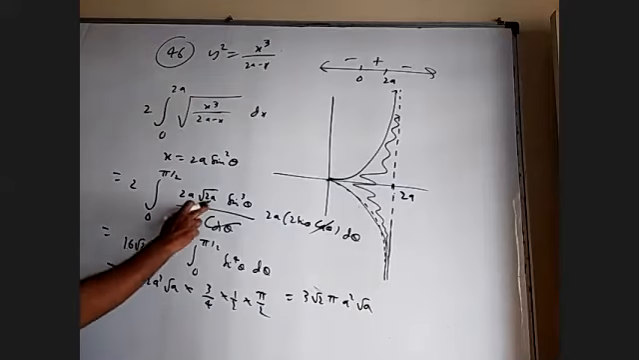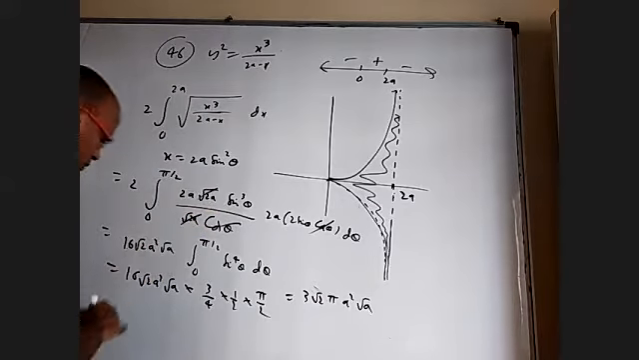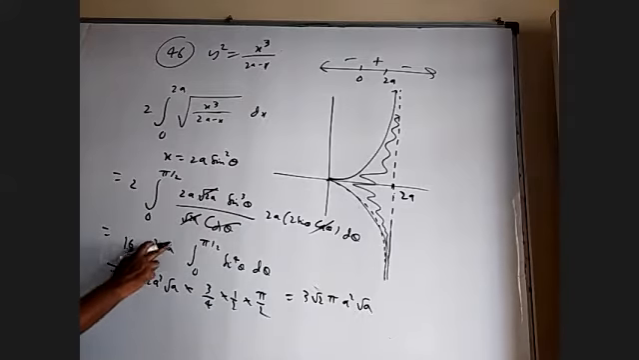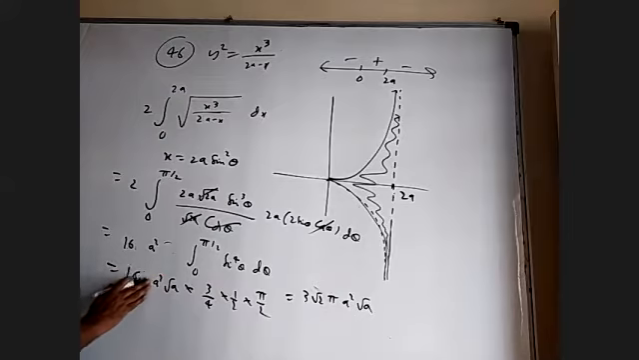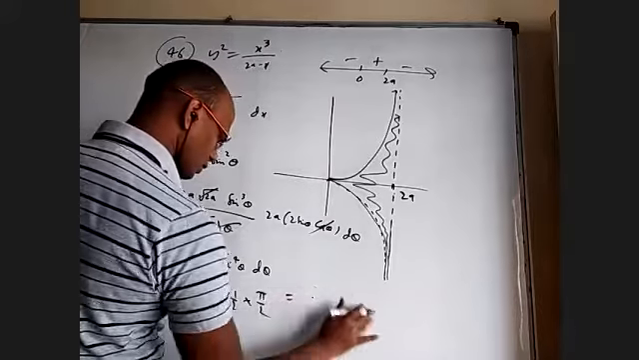No, this root a is not right, because down also one root 2a will come. So it will get cancelled. Root 2a is not there. So this root 2 is not there. Directly 16 a square. So 16 got cancelled. 3 pi a square should be the answer.